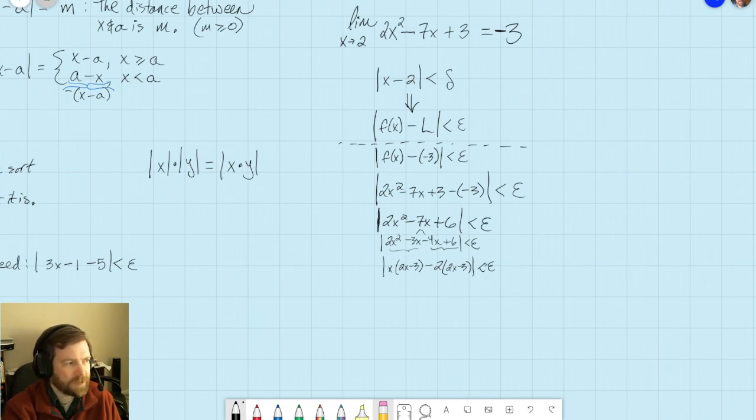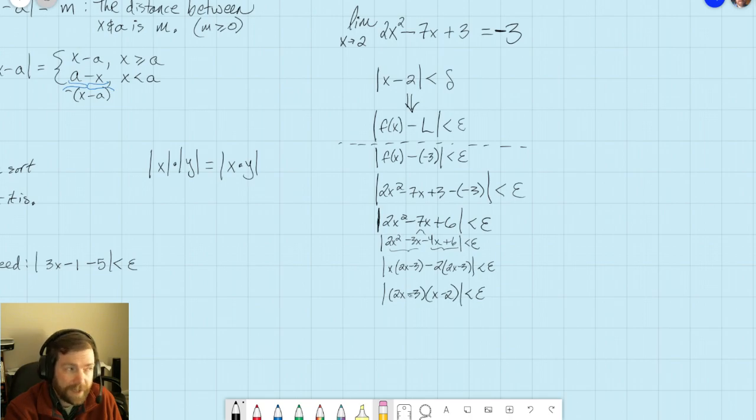Something just popped out, which is nice. Alright, if you look at it, we've already got an x minus 2 in here, which is what we needed from the beginning. So we go through this and it says absolute value of 2x minus 3 times x minus 2 is less than epsilon.